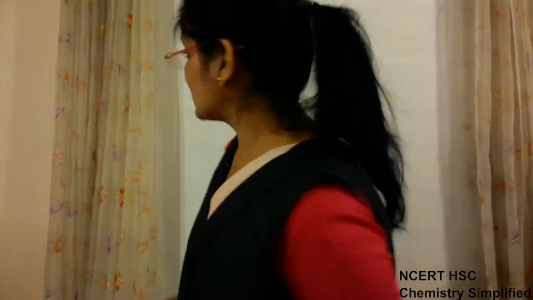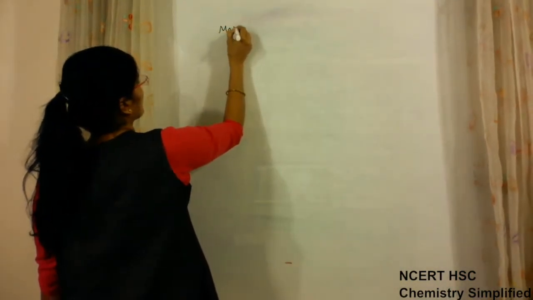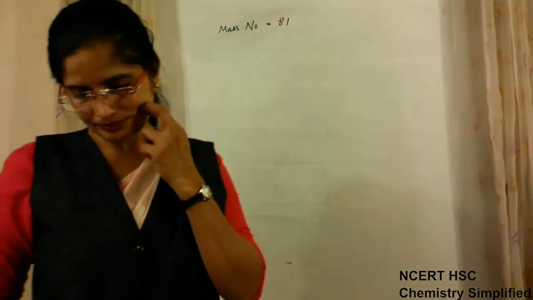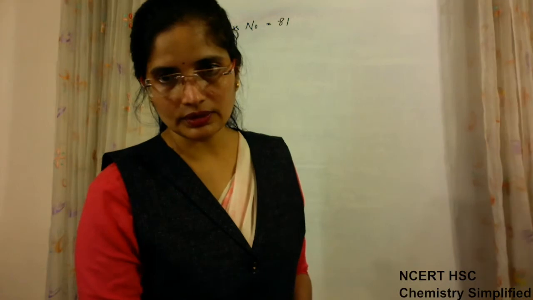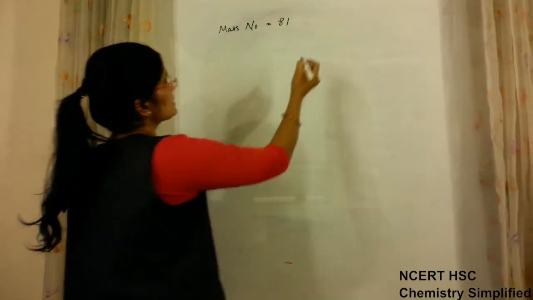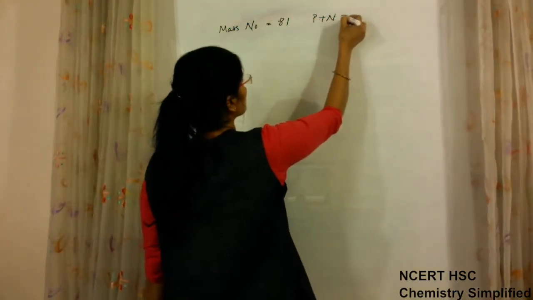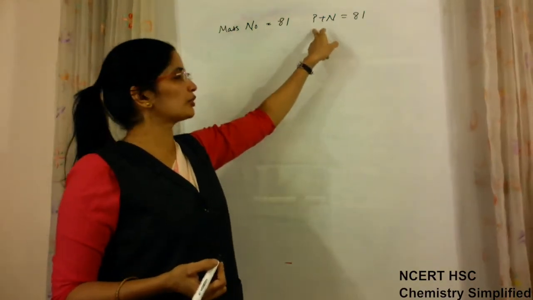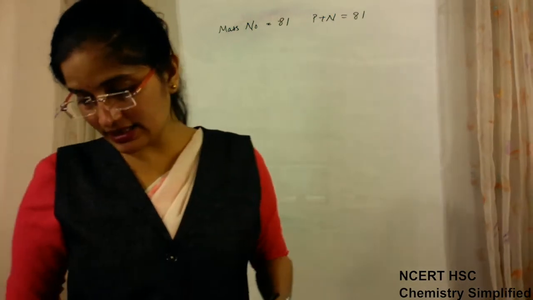An element with mass number 81. It is question number 42 of the back exercise in your book. Mass number is 81. Mass number means its atomic mass. Also the meaning of mass number is proton plus neutron is equal to 81, because we know that mass number is equal to the sum of proton and neutron. So this is P plus N is 81.